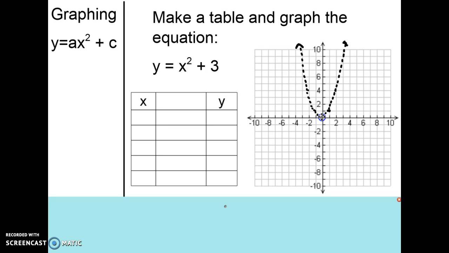So the main difference here is that we have this plus c at the end. And what plus c does is it slides. It doesn't change the shape of our parabola at all. It just slides it up or down.